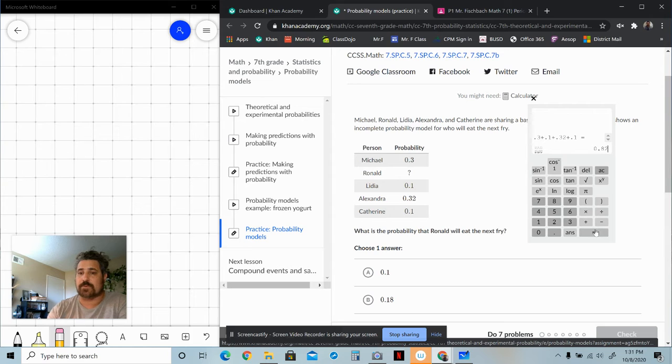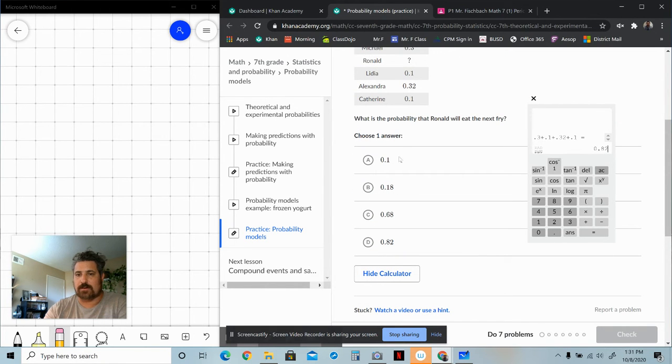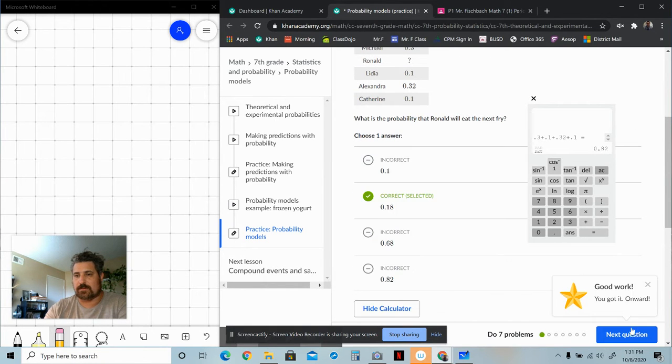82 hundredths, or 82%. So there's an 82% chance that one of those people who we have a known value for will eat this next French fry. But that means there must be a remaining portion, that's Ronald's chance of eating the French fry. Remember, the total is always 100% or one whole. So you subtract the 0.82 from one whole, and that would be 18 hundredths or 18%. So the chance for Ronald to eat the fry would be 18 hundredths.